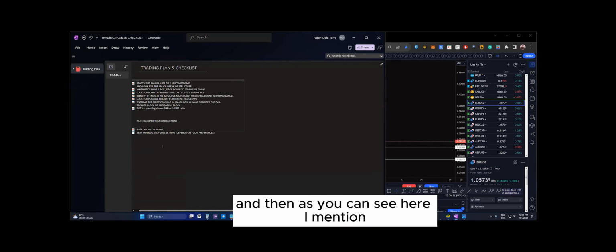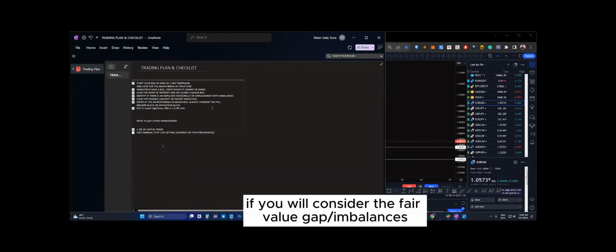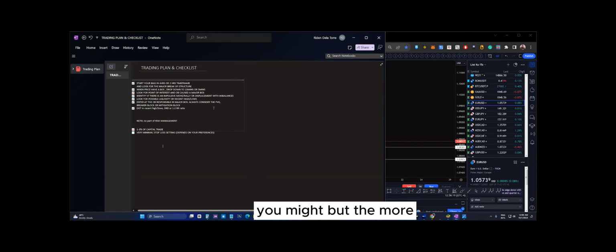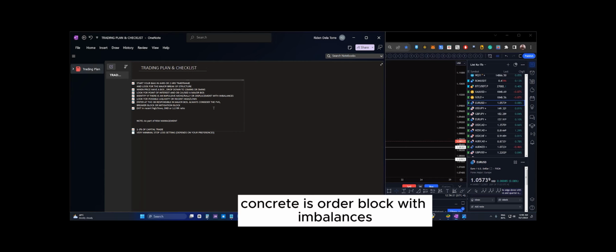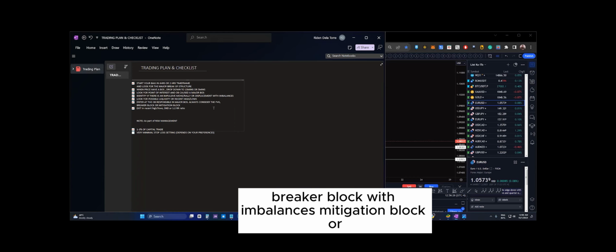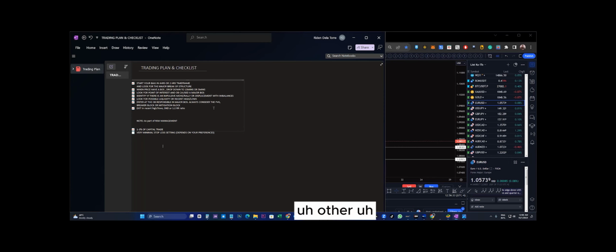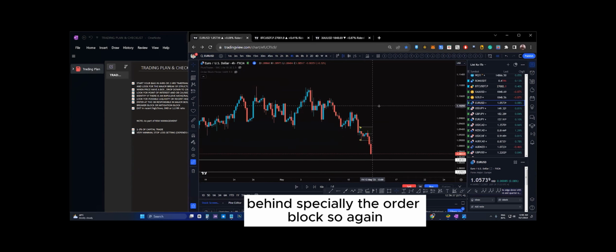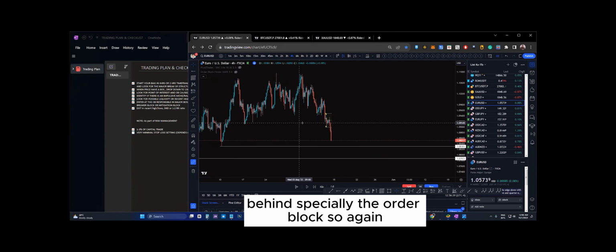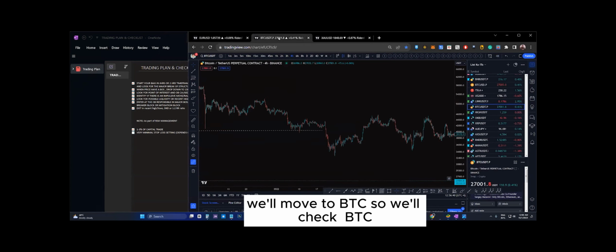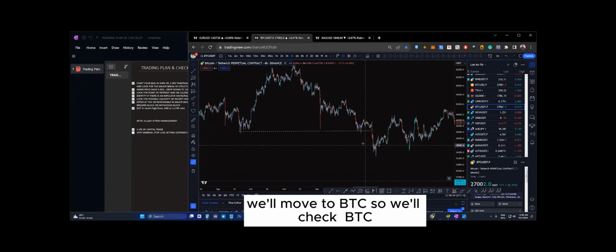And then, as you can see here, I mentioned, if you will consider the fair value gap imbalances, you might, but the more concrete is order block with imbalances, breaker block with imbalances, mitigation block, or other, you can consider these three. Okay? Especially the order block. So again, we'll move to BTC. So we'll check. Gagana ba sa BTC?